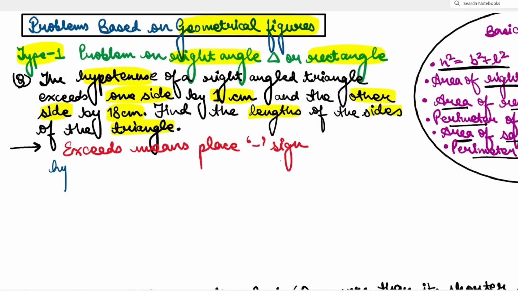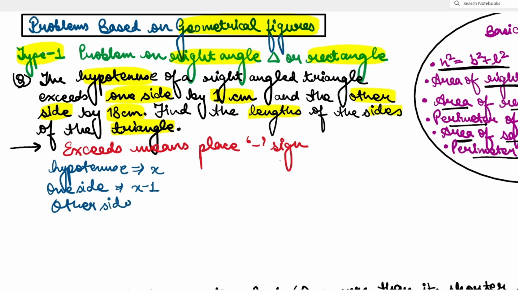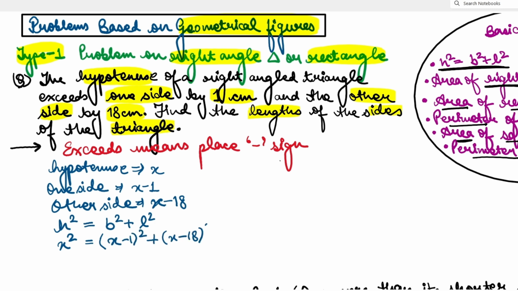So we'll consider the hypotenuse, so hypotenuse becomes equal to x. It says that one of the sides exceeds by 1, which means x minus 1, and the other side exceeds by 18, so it is x minus 18. Clear? Now, how will you solve this? We know the theorem that hypotenuse square is equal to base square plus length square. So x square is equal to (x minus 1) whole square plus (x minus 18) whole square.